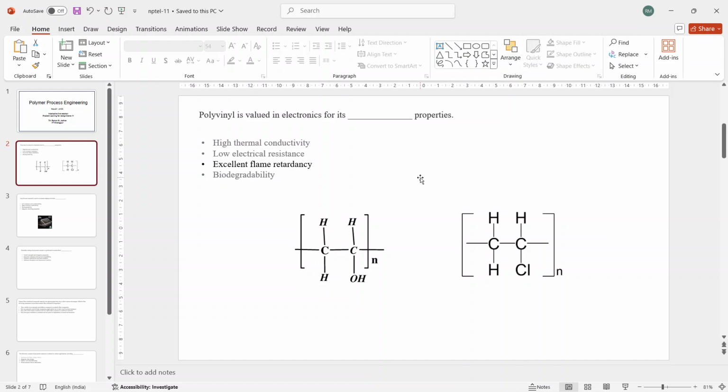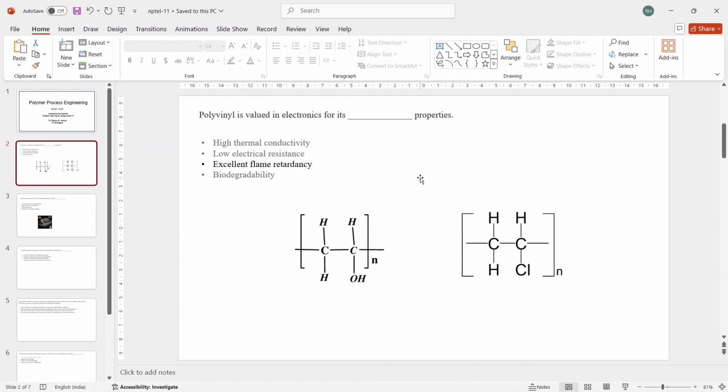So if you want excellent flame retardancy, it is better to use purer compounds with the polyvinyl. But plasticizers are added to reduce the viscosity of the polymer itself and to make it more moldable and workable. So even though it has its advantages, it somehow degrades the properties of the polymer itself. So that's why pure polyvinyl will have excellent flame retardancy.